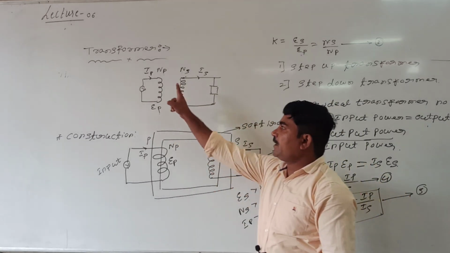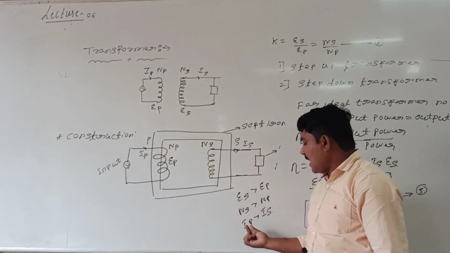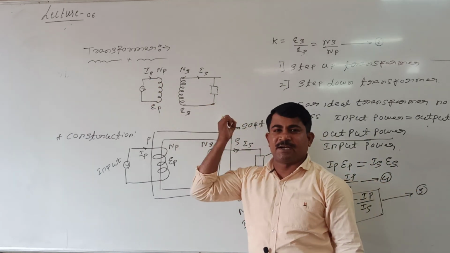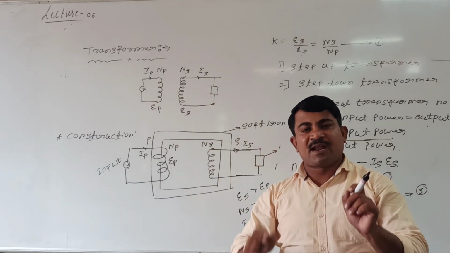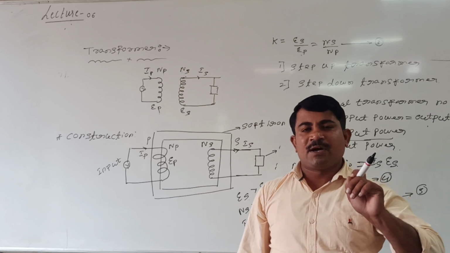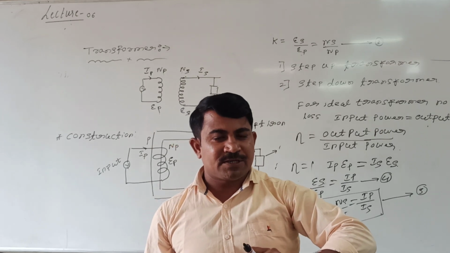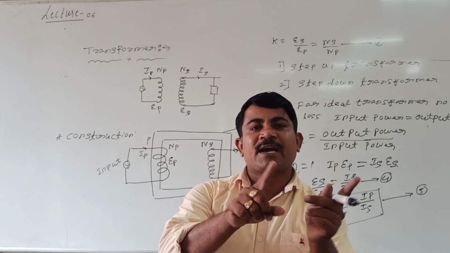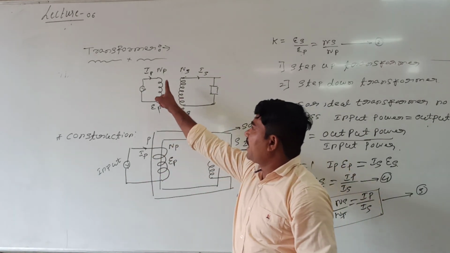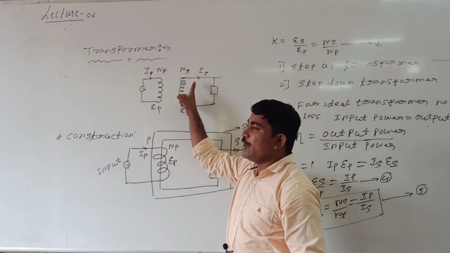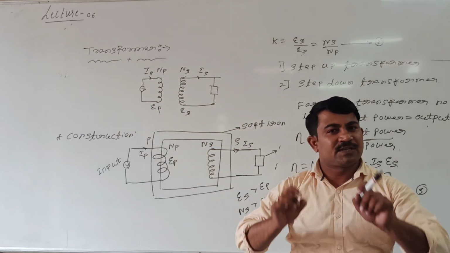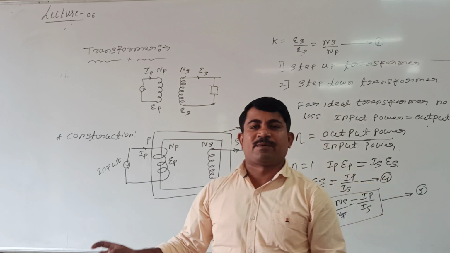But the current in the primary must be very high as compared to the current in the secondary. I mean, a step up transformer is the transformer which converts low alternating voltage into high alternating voltage by converting high current into low current. Such a transformer we call a step up transformer.